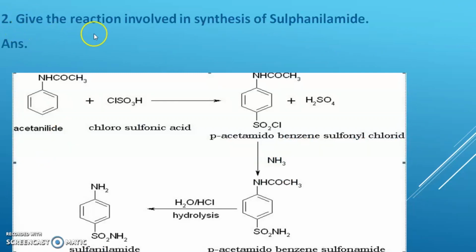The second question is, give the reaction involved in the synthesis of sulfanilamide. So you can see on screen, this is the reaction in which 3 steps are involved for the formation of sulfanilamide. The starting material is acetanilide, which is reacted with chlorosulfonic acid. It forms the step 1 product, that is para-acetamidobenzene sulfonyl chloride. After that, it is reacted with strong ammonia solution. It produces para-acetamidobenzene sulfonamide, and this product undergoes hydrolysis with hydrochloric acid. It produces sulfanilamide. So this is the reaction involved in this synthesis.